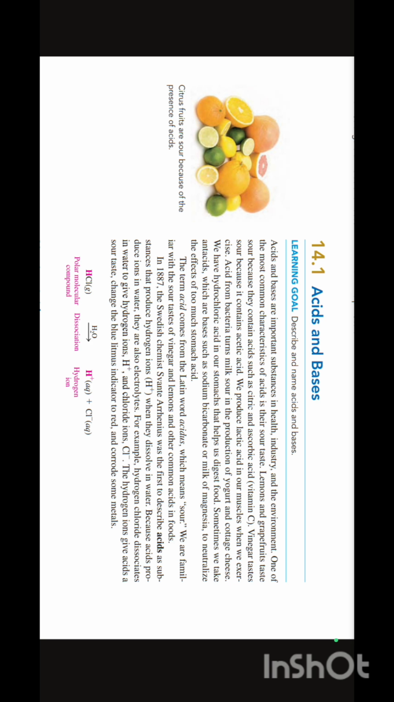Acid from bacteria turns milk sour in the production of yogurt and cottage cheese. We have hydrochloric acid in our stomach that helps us digest food. Sometimes we take antacids, which are bases such as sodium bicarbonate or milk of magnesia, to neutralize the effect of too much stomach acid. The term acid comes from the Latin word acidus, which means sour. We are familiar with the sour taste of vinegar and lemons and other common acids in food.